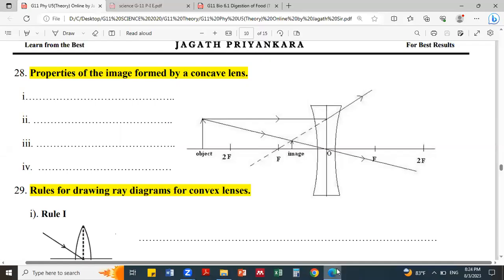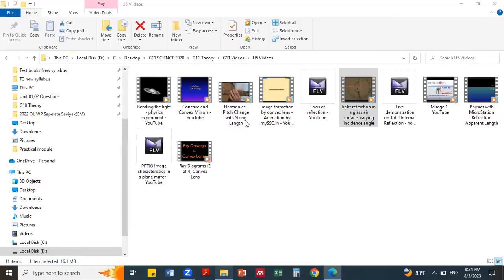There's one more thing. Wait. That's right. There's one more video. What is this? Loss of reflection. The lenses, mirrors, ray diagrams for mirrors we have to study.